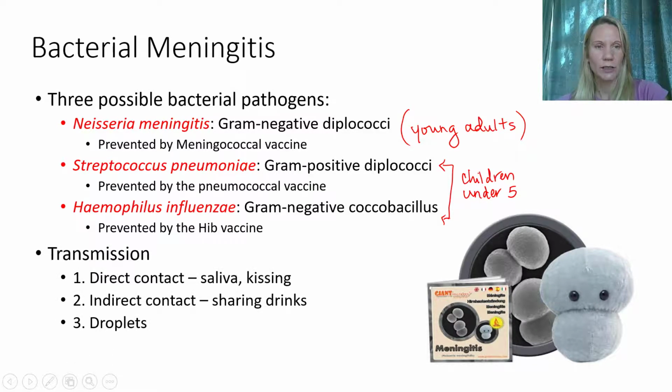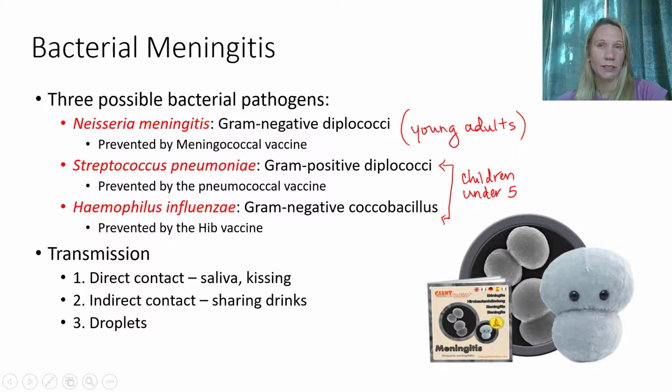Okay, so transmission is by either direct contact, so saliva, kissing, it resides in the back of the throat, okay, so it's going to be present in the saliva, mucous membranes of the mouth. It's possible from sharing drinks, especially at a party where maybe people are drinking beer or some sort of beverage and passing the can around, or passing the bottle around and everybody's taking a sip. That is a great way to transmit bacterial meningitis.